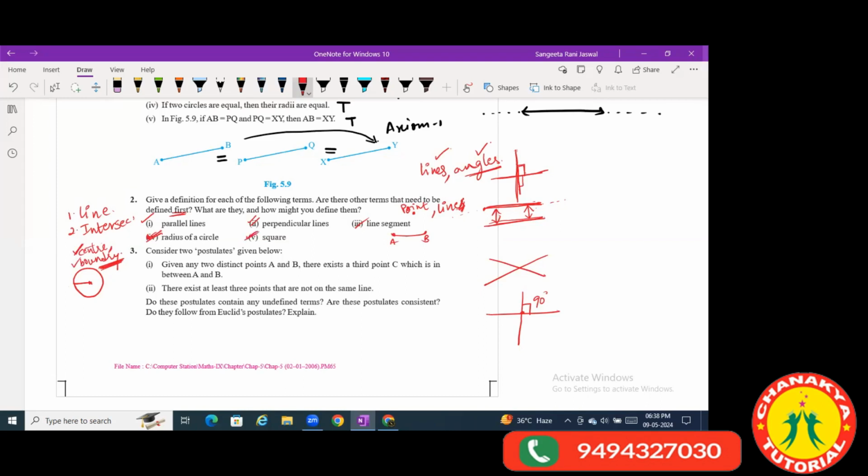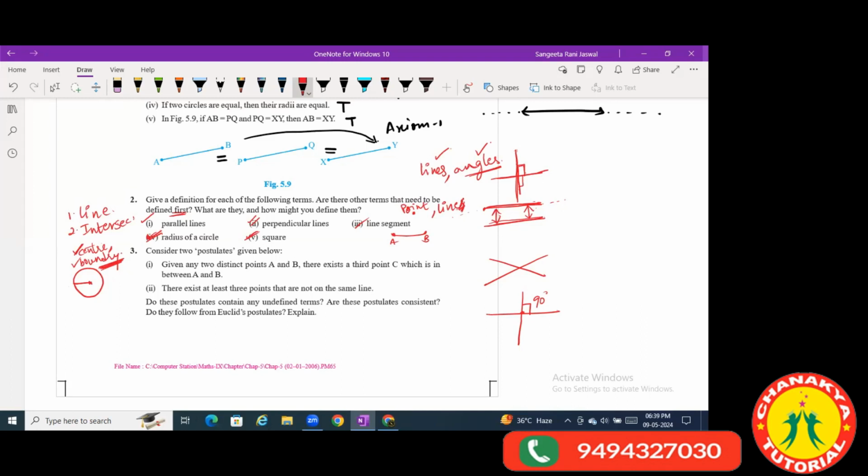Okay, now coming to the square part. Now, what is a square? A square is a polygon. It is a four-sided polygon which has all sides equal and all angles equal. A square is a four-sided polygon which has all its sides and angles equal. Please write down for a square.